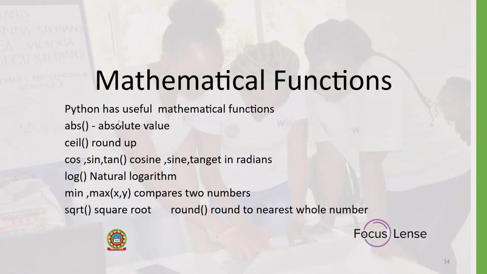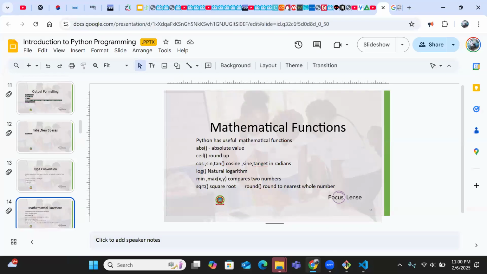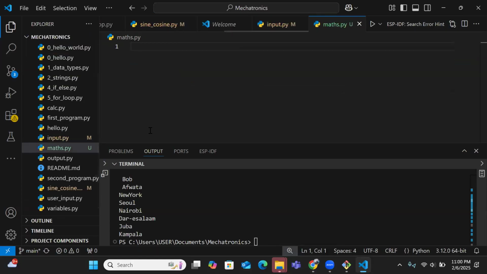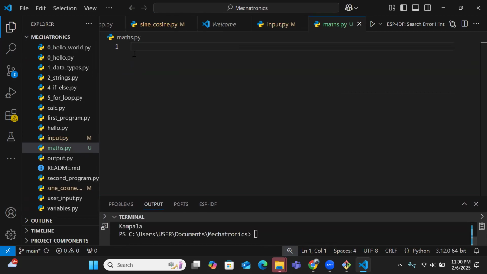So create a new file, everybody. Call it maths.py. For those who don't have it, then we learned you need to include this /usr/bin/env python. Good. Okay.